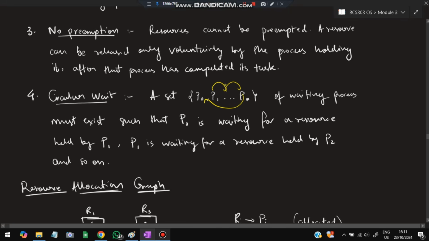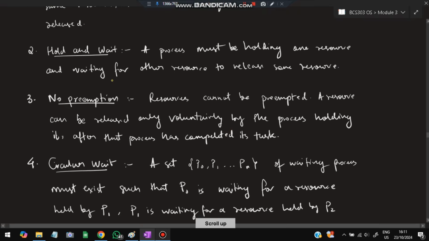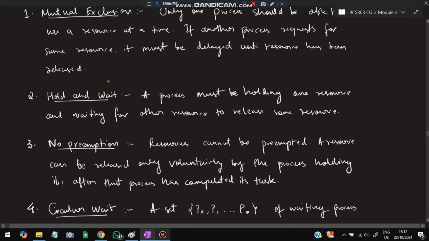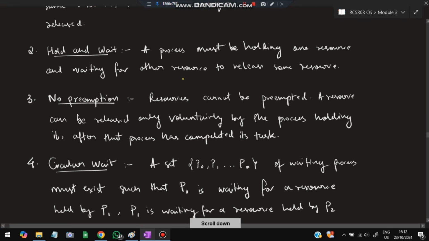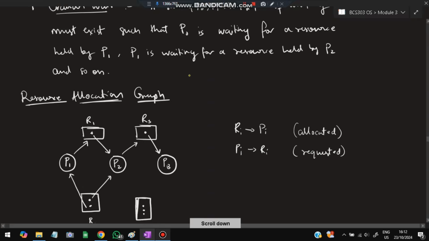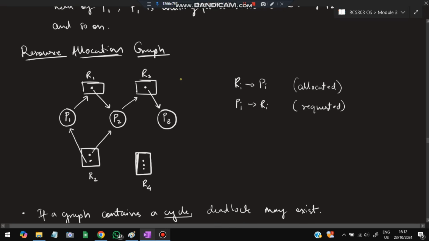If circular wait also exists, preemption is not possible, each process is requesting a resource while holding another resource, and only one process can use a resource at one point of time. If all these four conditions are met, then deadlock will occur. Okay. Now, this can be represented visually using a resource allocation graph.